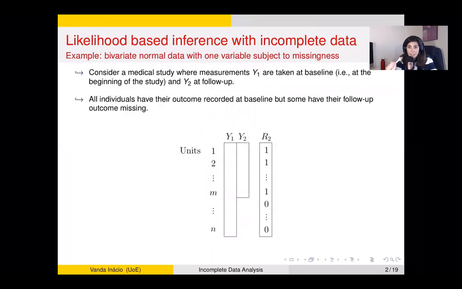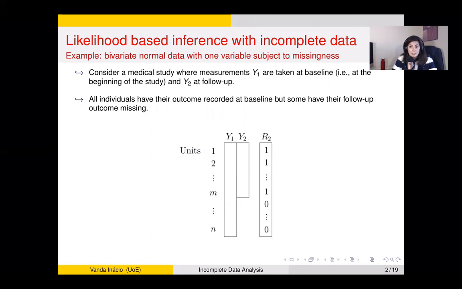Okay, let us start. I've started saying that under ignorability we can simply maximize the likelihood of the observed data, but the likelihood of the observed data can be a tricky quantity to work with, or at least to maximize analytically. And in this first part, we have an example that illustrates precisely this.